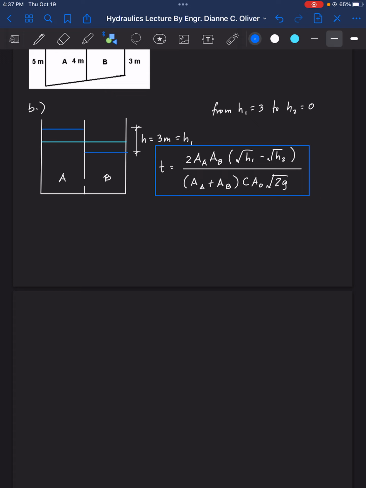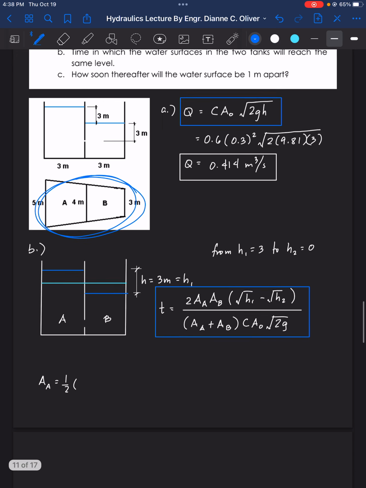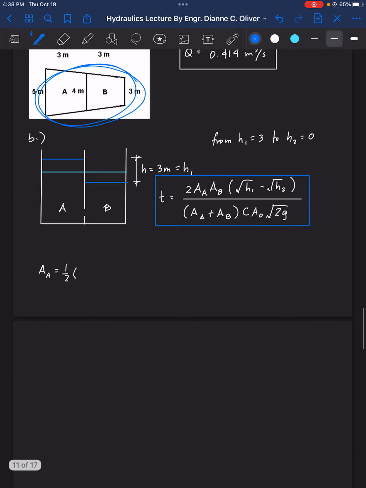There. That becomes our formula. So we need to find what's the value for area at A. So area at A is equal to 1/2. So this is our area at A. As you can see, it's trapezoidal, so we're going to use trapezoidal area. So 1/2, this is 5 plus 4 times the height of 3. So area at B is equal to 1/2 times 4 plus 3 times 3.